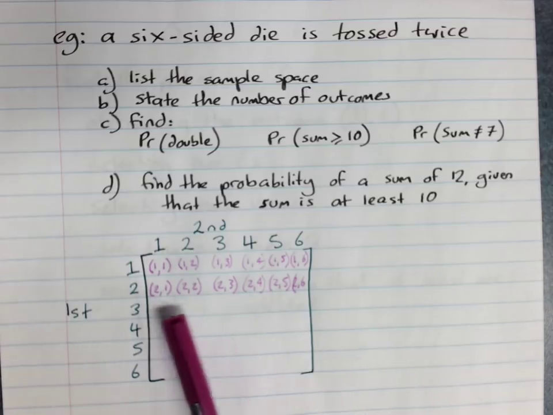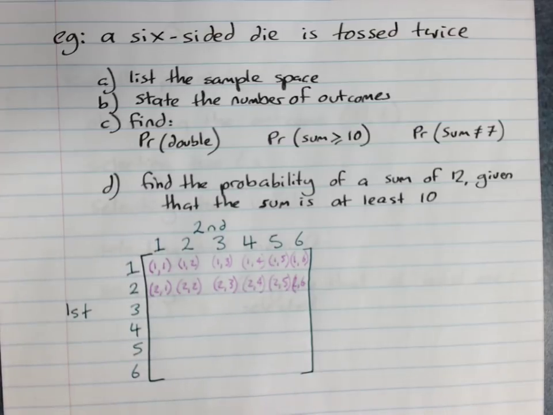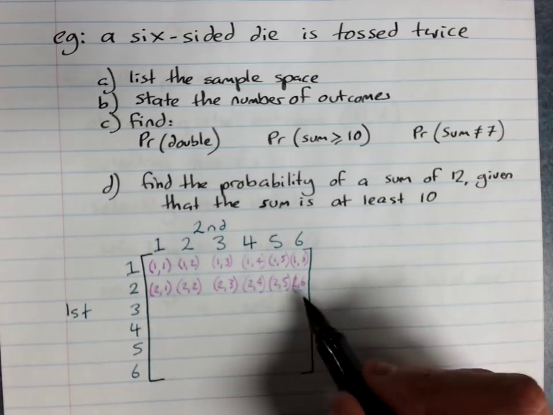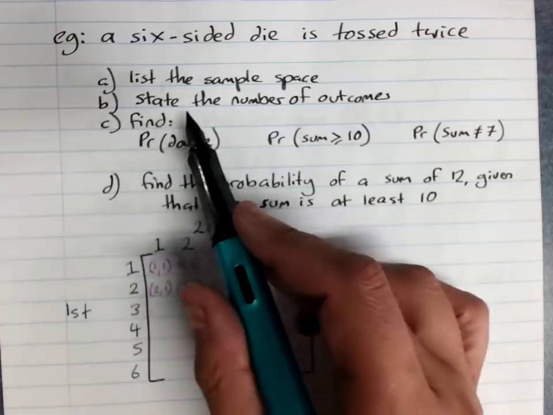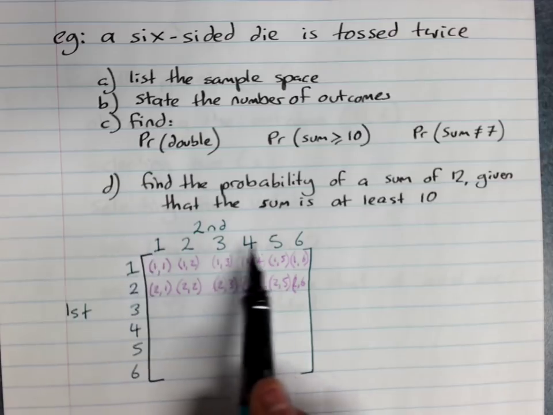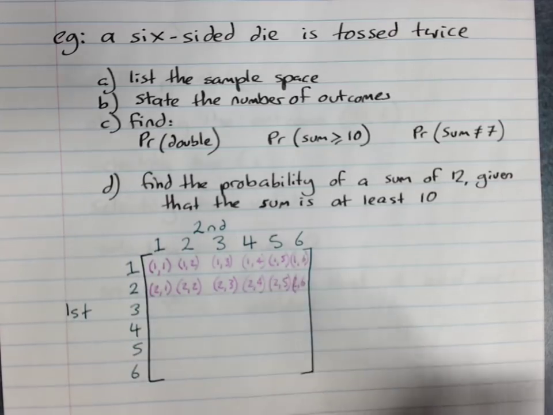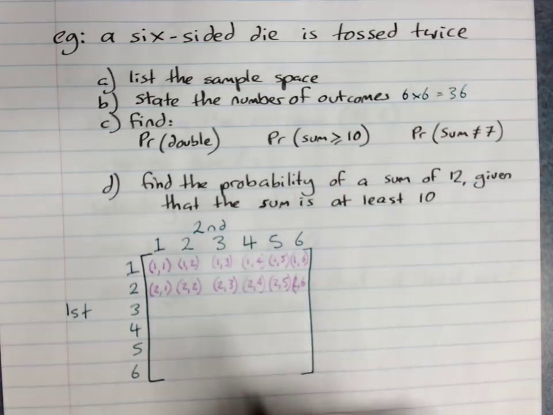Now, I would complete this, but honestly, there's a question in the textbook where you've got to do it. Do this once, so you've done it, and then you won't have to do it again in the textbook questions. Now, to state the number of outcomes, we've got the number of outcomes that are possible on the first one, multiplied by the number of outcomes that are possible on the second one. So that would be 6 times 6 equals 36 possible outcomes when you toss 2 dice.